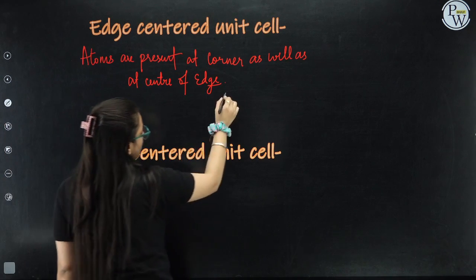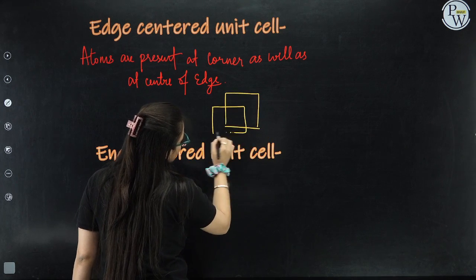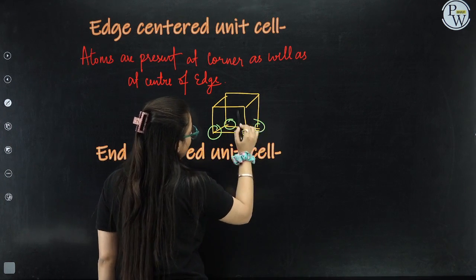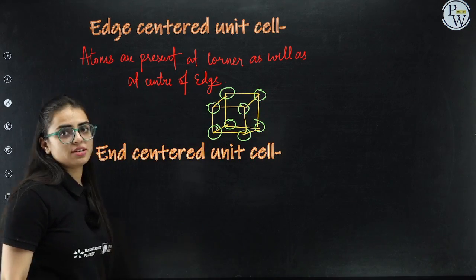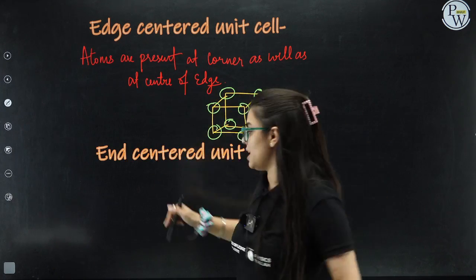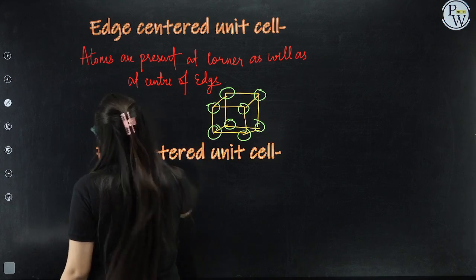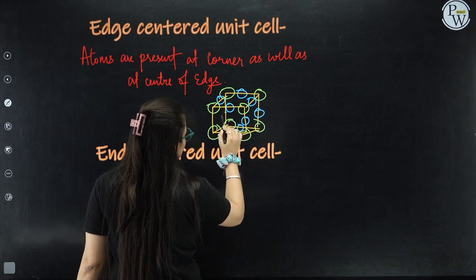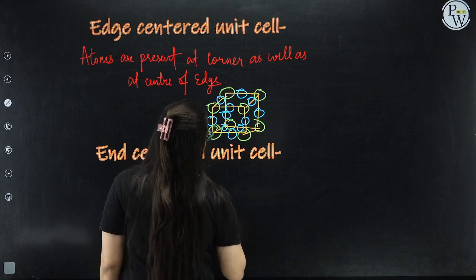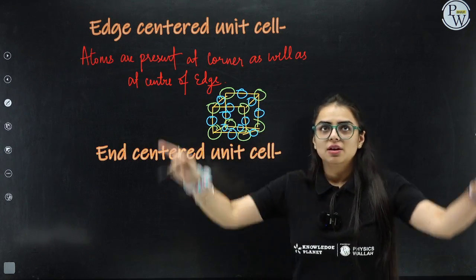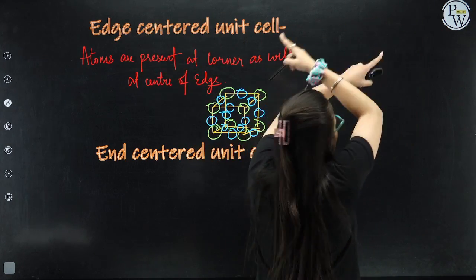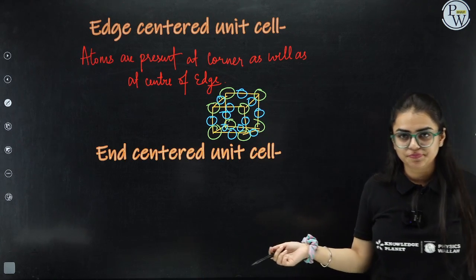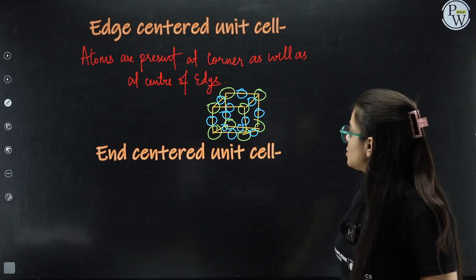Let us make a structure. For example, this is your unit cell, students. You have to place atoms at the corners 1, 2, 3, 4, 5, 6, 7, 8 as well as at the edge centers. Now what are the edges? When two corners join with each other, it forms an edge. So there are 12 edges, with atoms at the center of each edge, right? So this is the edge-centered unit cell.